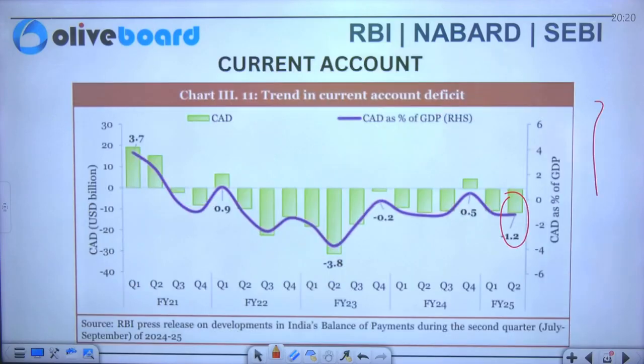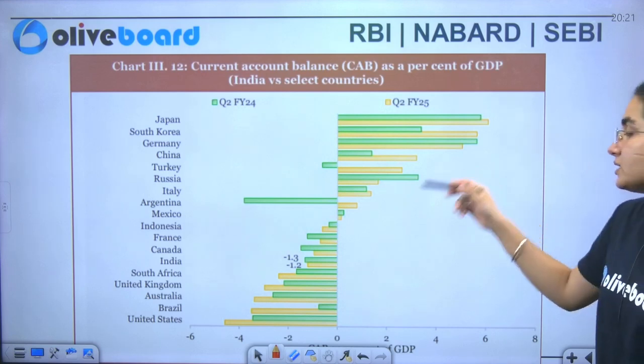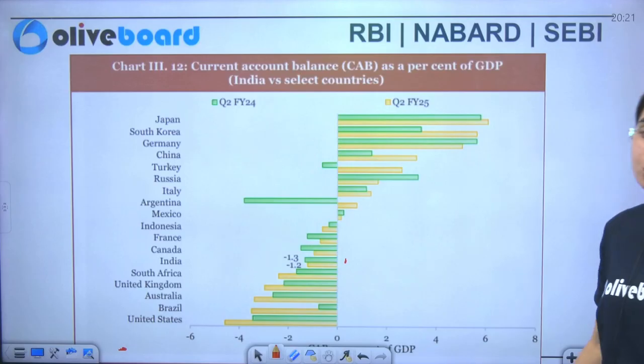Okay. Now which one is reading? If I compare CAD as a percentage of GDP. Now you can see here the chart, which is your current account balance as per the GDP. A lot of countries have been taken here. Specifically if I talk about India, you can see it in the financial year 2024, and rest you have a lot of other nations also. If you specifically talk about India, in the financial year 2024, that is minus 1.3%.